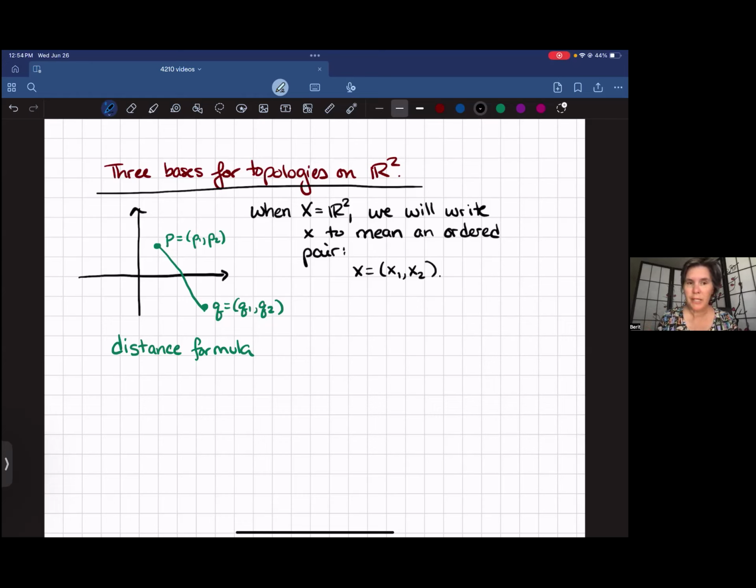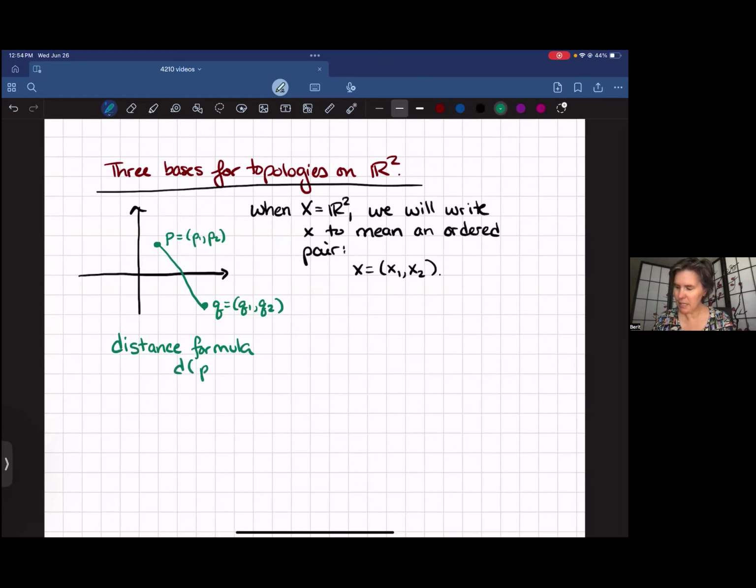So if you have 2 points, P and Q, and just like with the other notation, P will mean the ordered pair P1, comma P2, and Q will mean the ordered pair Q1, comma Q2, the distance formula, distance from P to Q, is the square root of Q1 minus P1 quantity squared plus Q2 minus P2 quantity squared. Okay, so that's the distance formula. And hopefully you remember that.